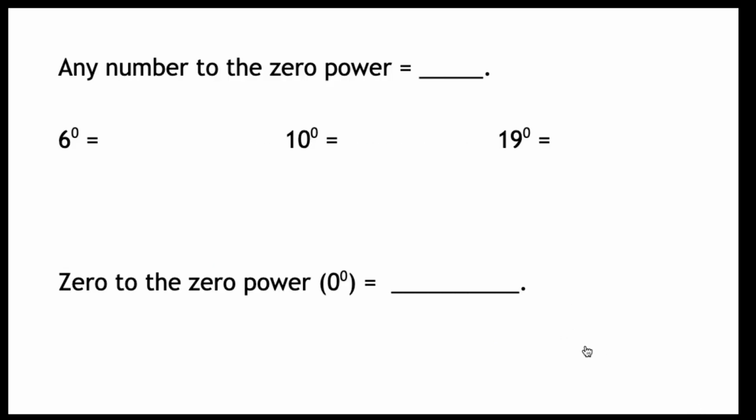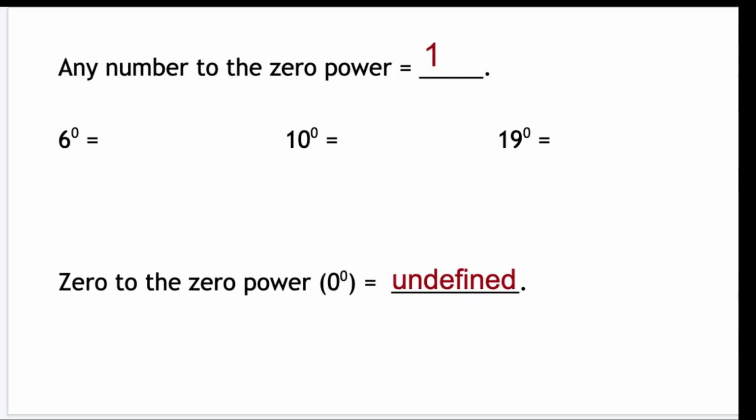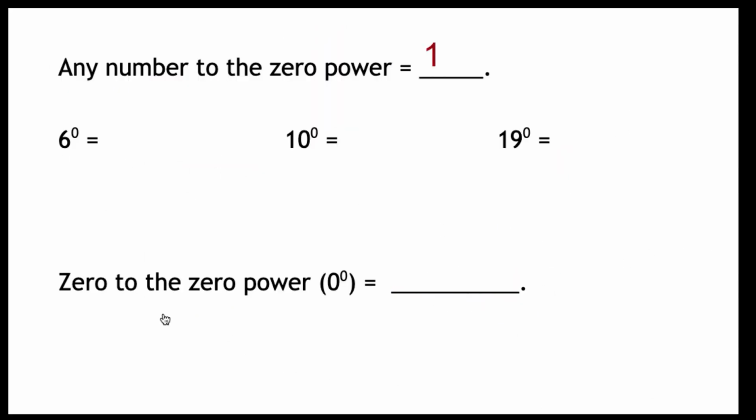All right, so any number to the 0 power, what is it going to be? 1. Check these in your calculator. 6 to the 0 power is going to be 1. 10 to the 0 power is going to be 1. 19 to the 0 power, it's going to be 1. A million to the 0 power, it's going to be 1. Right? We got that by using our pattern back here. Now let's talk about this.